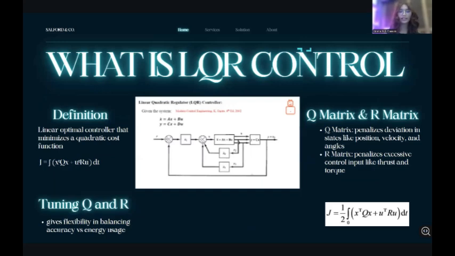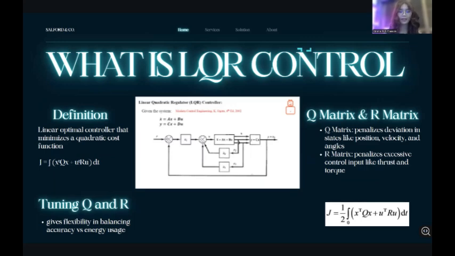So what is LQR control? The definition is that it stands for linear quadratic regulator. It's an optimal controller that minimizes a quadratic cost function, which balances the system's state performance and control effort. The cost function is written as the equation that we have below.